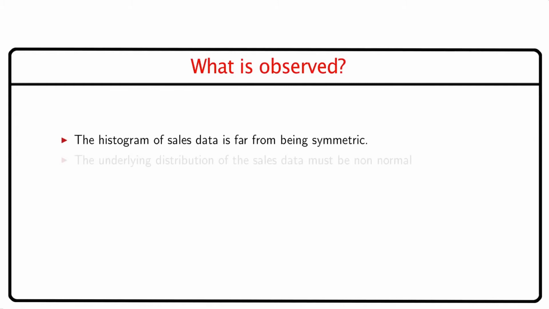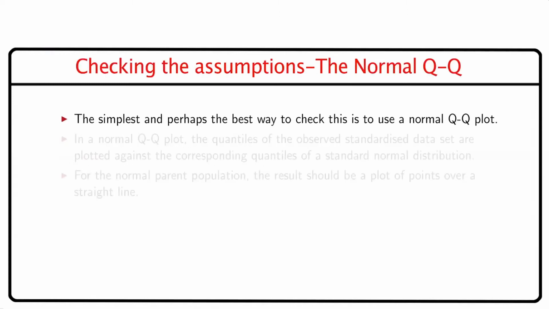Naturally, the sales data, as shown by the histogram, is far from being symmetric. Therefore, the sales data cannot be suspected to have originated from a normal distribution. Actually, there are some other confirmatory tests. For example, one is the normal QQ plot, and this is the simplest and perhaps the best way to check normality.